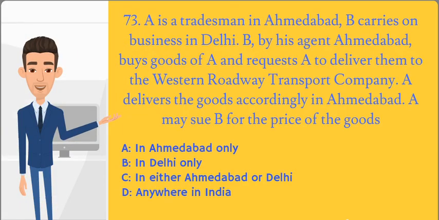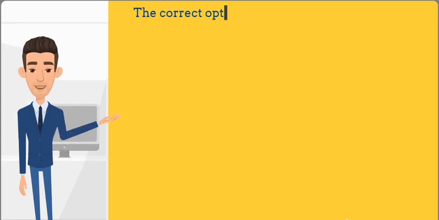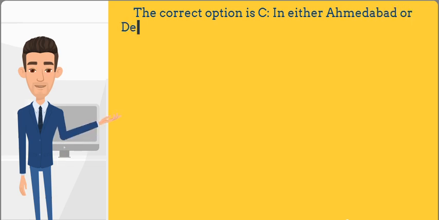73rd question deals with contracts. A is a tradesman in Ahmedabad, B carries on business in Delhi. B, by his agent in Ahmedabad, buys goods of A and requests A to deliver them to the Western Roadway Transport Company. A delivers the goods accordingly in Ahmedabad. A may sue B for the price of the goods. The correct option is C, in either Ahmedabad or Delhi.